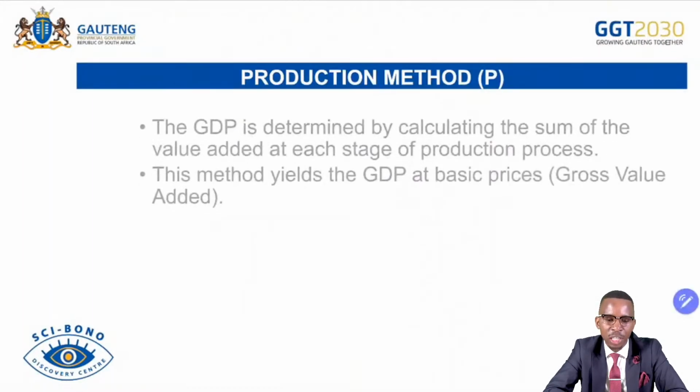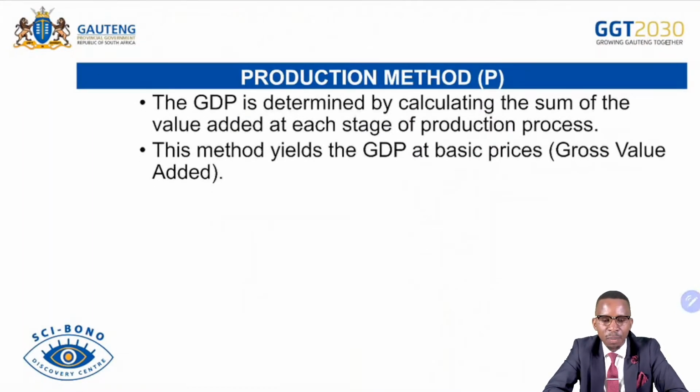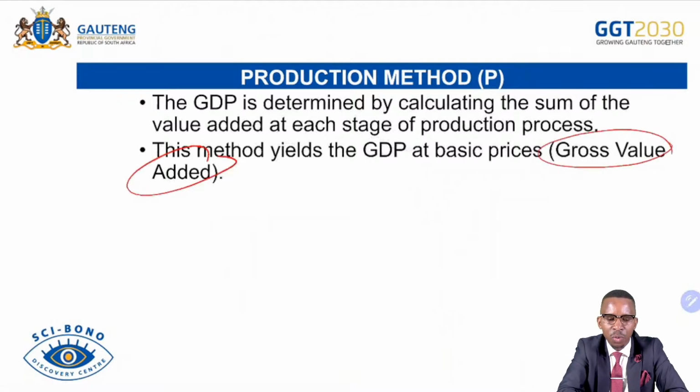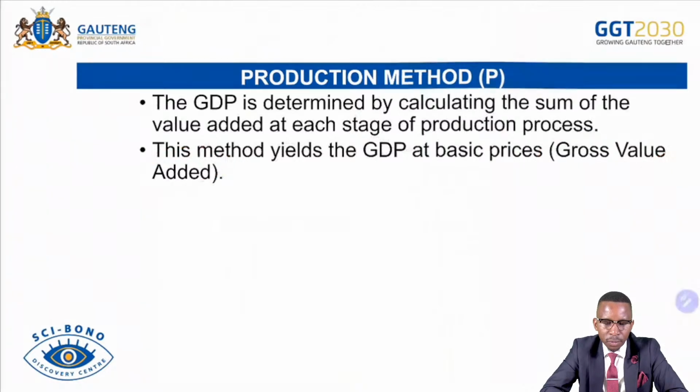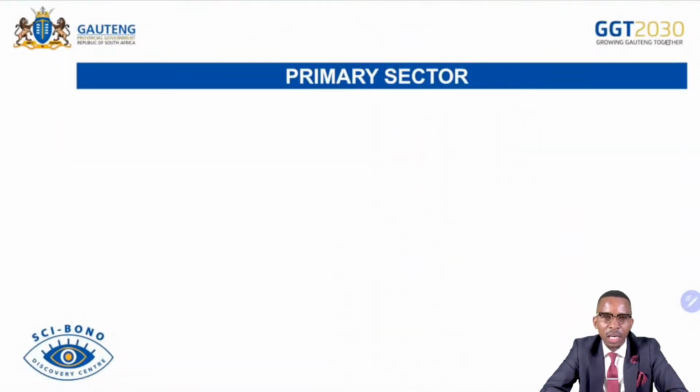And then we have the production method, which is the last method. The method is determined by calculating the sum of the value added at each stage of the production process. The method yields the gross value added. And then in there we have the likes of the primary sector.